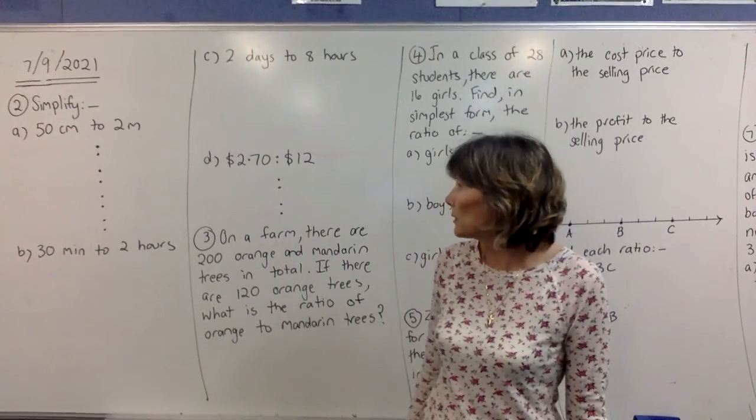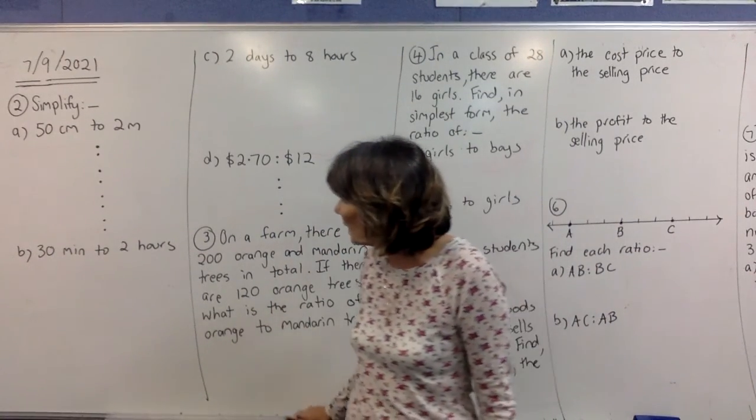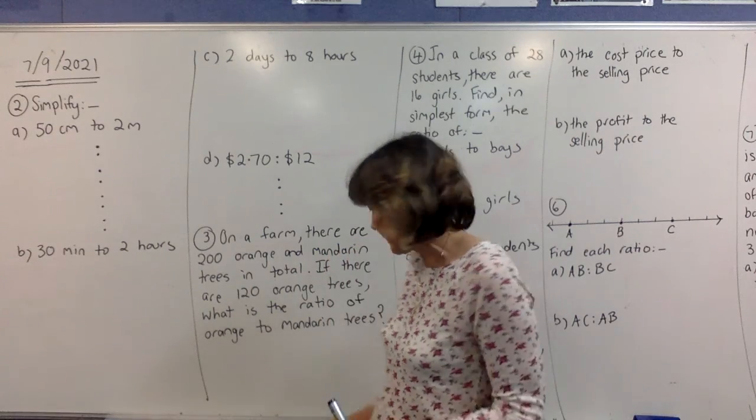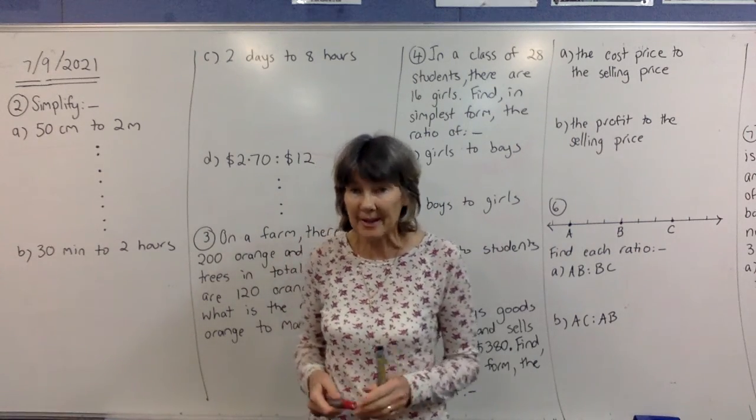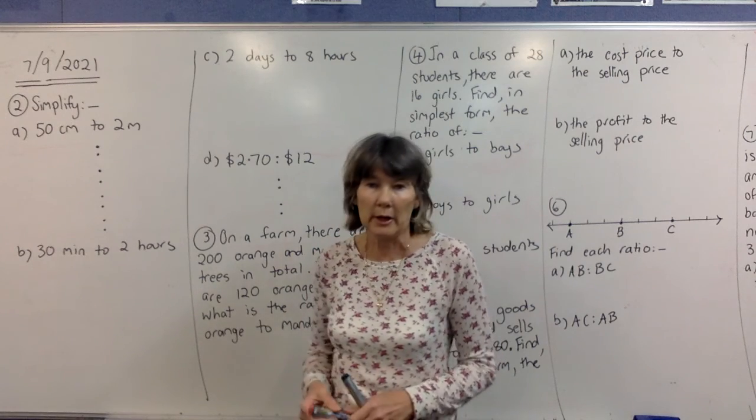Continue with our examples now. Now these ones are a little bit harder because the units are different. So remember I said that with ratios, the units must be the same. So we have to do some work here.